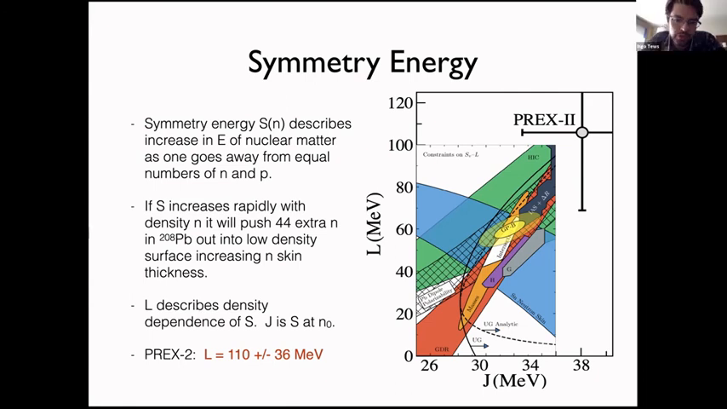That's true. I just wanted to make the comment that this yellow ellipse is extracted at a different density than all the other constraints, at a little bit higher density. So if you would extract it at the same reference density, it would move further down and agree better with the other constraints. But it's not only chiral EFT.